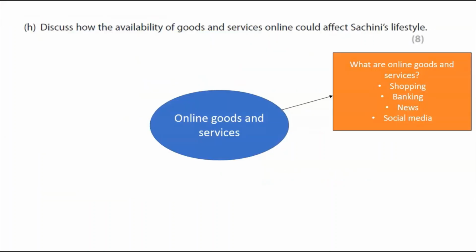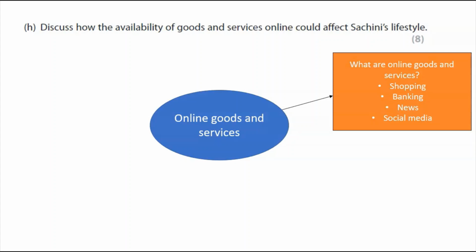So I suggest that you get a scrap piece of paper, and you write in the middle, online goods and services, and you take that apart. You write all your thoughts down on scrap paper, so you're not going to scribble your answer. You get all your thoughts out before you start constructing your answer. So I've taken this apart here.